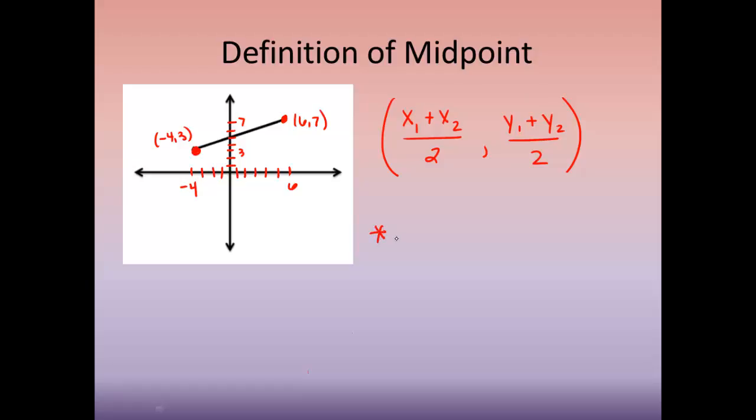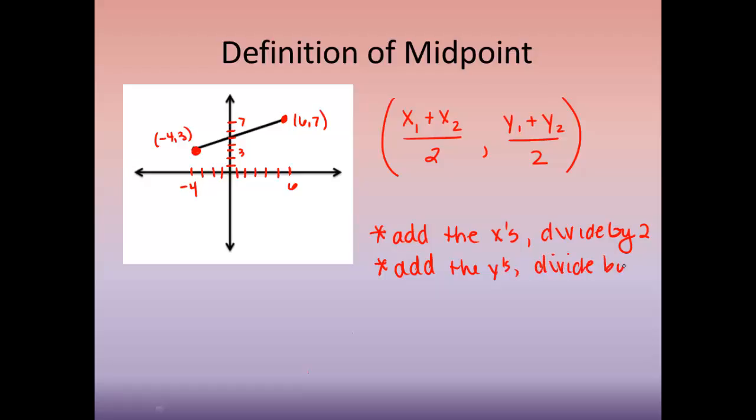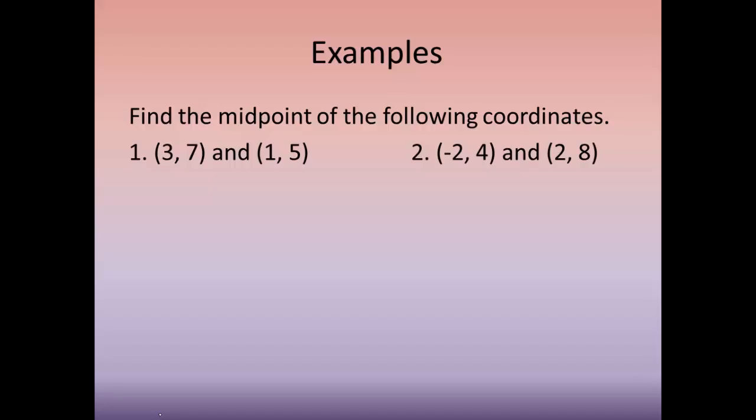So the rules are add the x's and divide by 2. And then we want to add the y's and divide by 2. Let's give some examples a try.